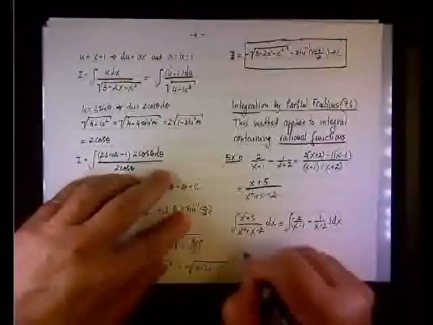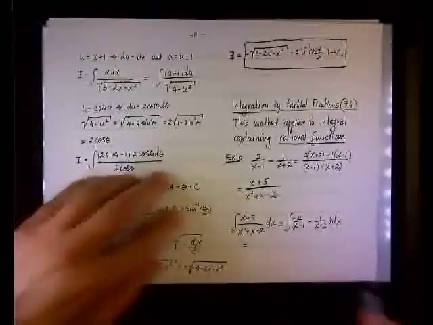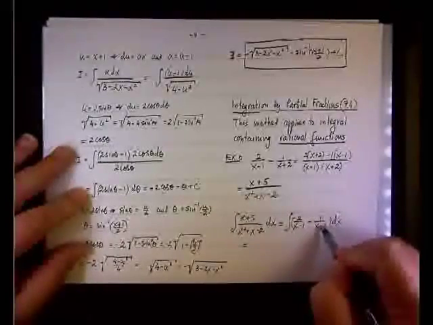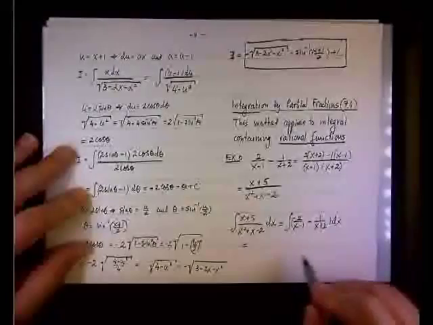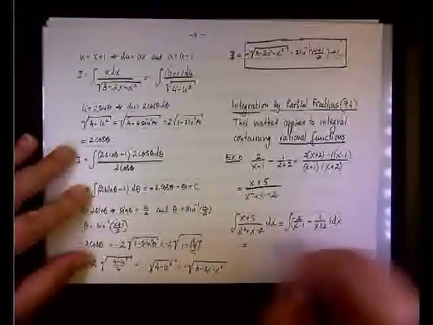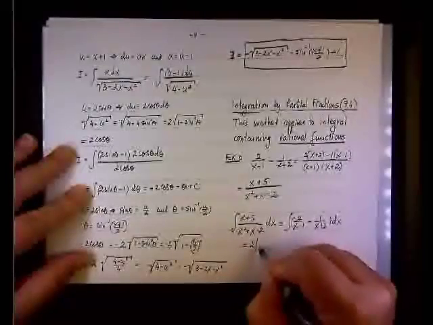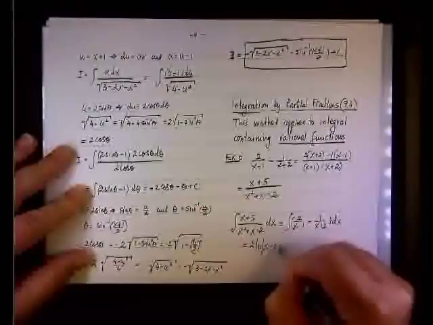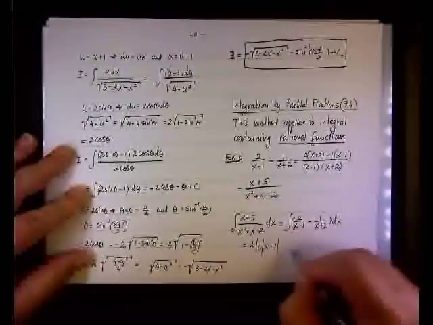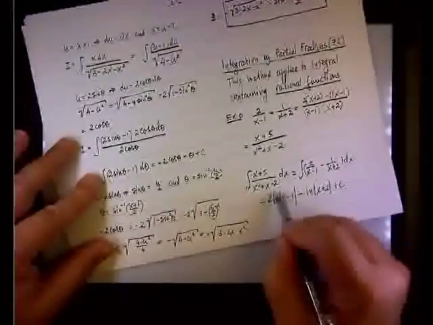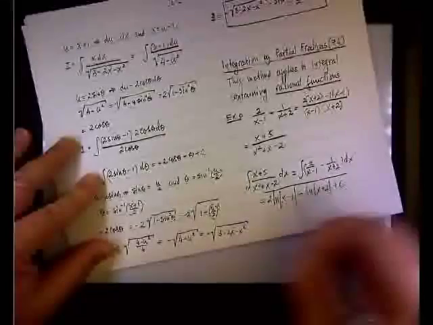Now each integral by itself is easy. The integral of 2 over x minus 1 will be simply 2 times the natural log of the absolute value of x minus 1, and then minus the natural log of the absolute value of x plus 2, plus c. So this is the answer.